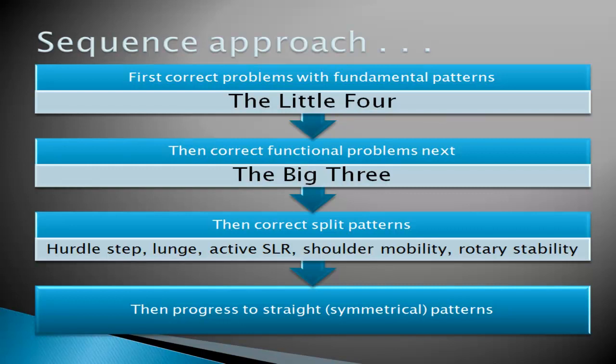The sequence of approach is to first correct problems with the fundamental patterns found with the little 4, then correct functional problems next found with the big 3. Then correct split patterns, which include the hurdle step, lunge, active straight leg raise, shoulder mobility, and rotary stability, and then progress to addressing straight or symmetrical patterns.